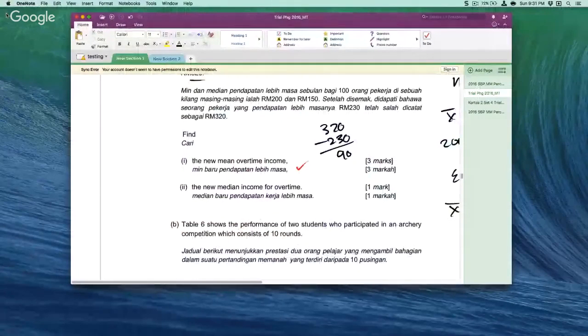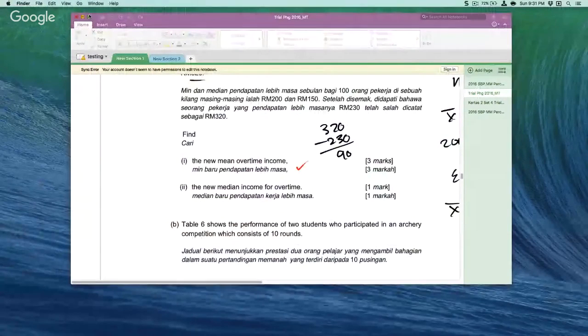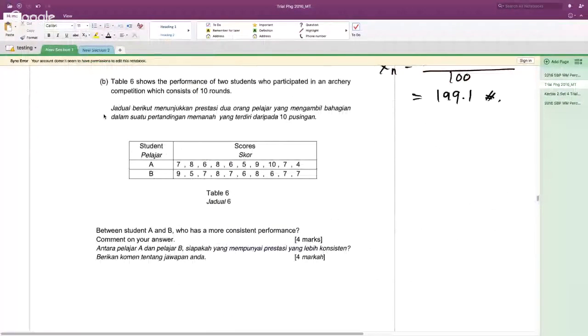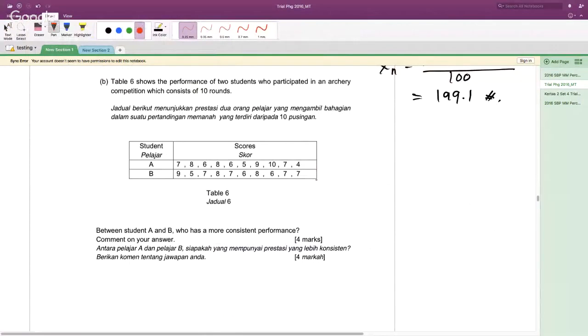Okay, so let's have a look at part B. Table 6 shows the performance of the students who participate in the archery competition, which consists of 10 rounds. So this is the score they get from 10 rounds between student A and student B. Who has more consistent performance? Just recently the Additional Mathematics questions love to ask about which one is more consistent. So whenever you see "more consistent," especially in the statistics topic, it means which one has the lowest standard deviation value.